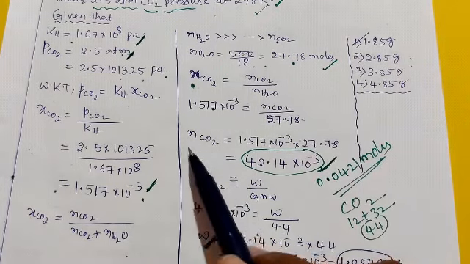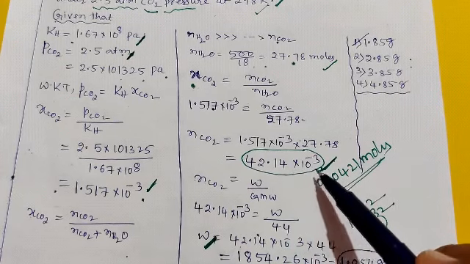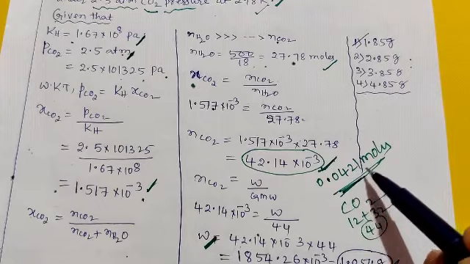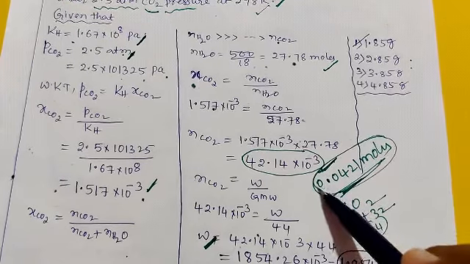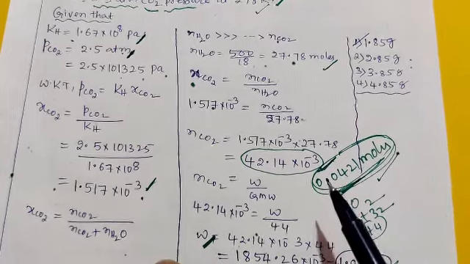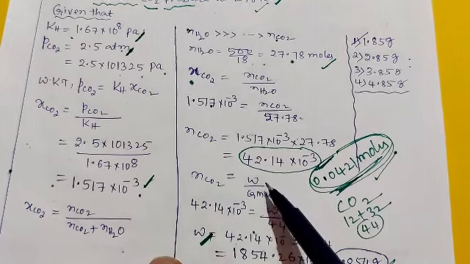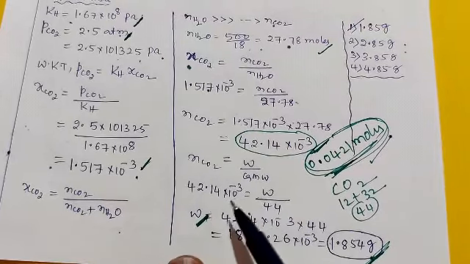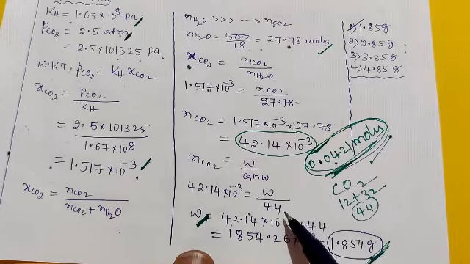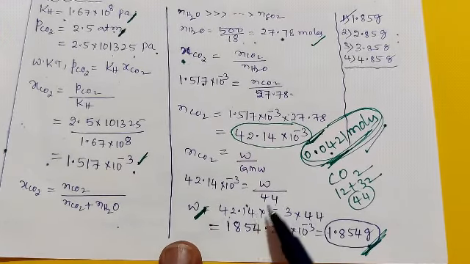Then the number of moles of carbon dioxide we get like this, 42.14 into 10 power minus 3, or 0.0412 moles. This is the number of moles. If they ask for the number of moles, this is correct. Or if they ask for weight, we know the number of moles is equal to weight in grams by gram molecular weight. The number of moles of carbon dioxide we know is equal to weight in grams by gram molecular weight, 44. Now weight is equal to cross multiplying this.